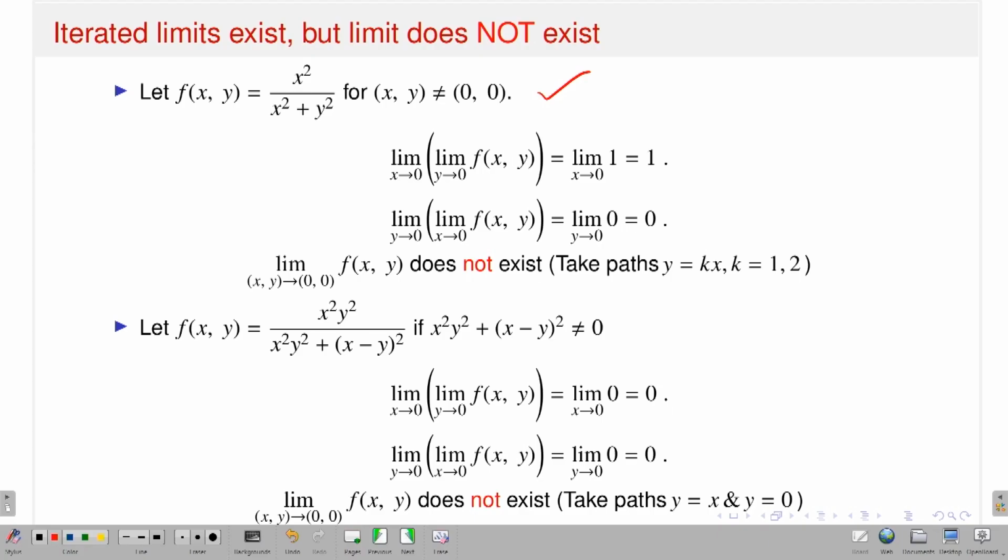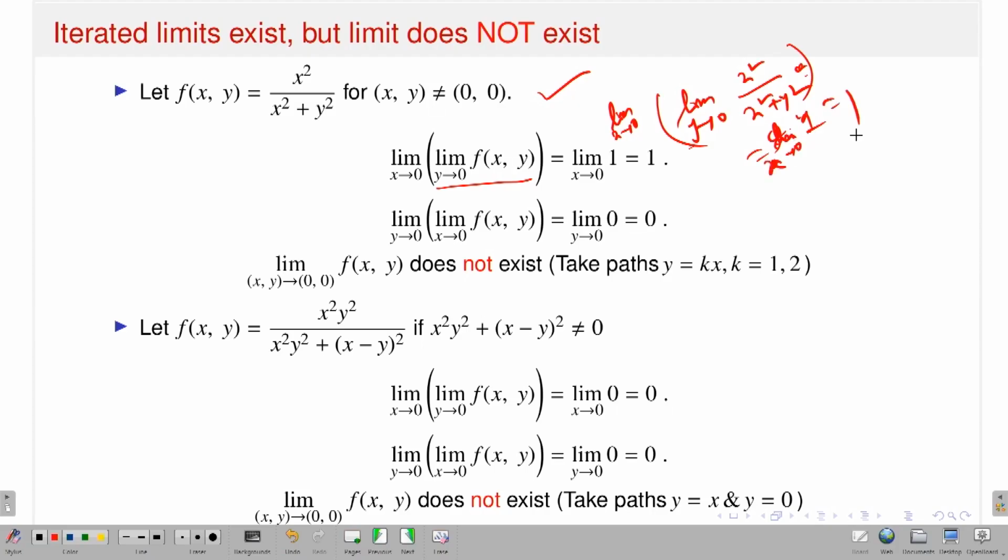So first you calculate the iterated limit. First you calculate limit y approaches 0 of f of xy. What will happen? Limit y approaches 0 of f of xy means x square by x square plus y square, and as y approaches 0 it should be exactly equal to 1, because it becomes x square by x square, which is 1. So therefore this is a constant function. Now if I take the limit as x approaches 0, then this is 1.